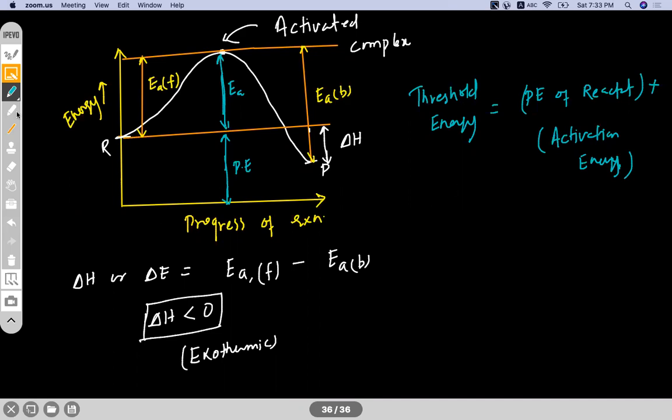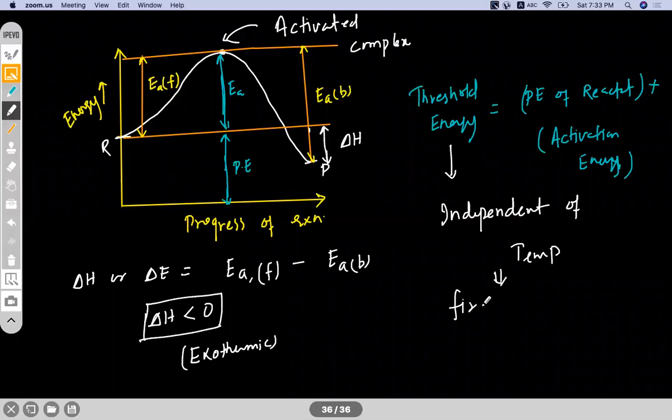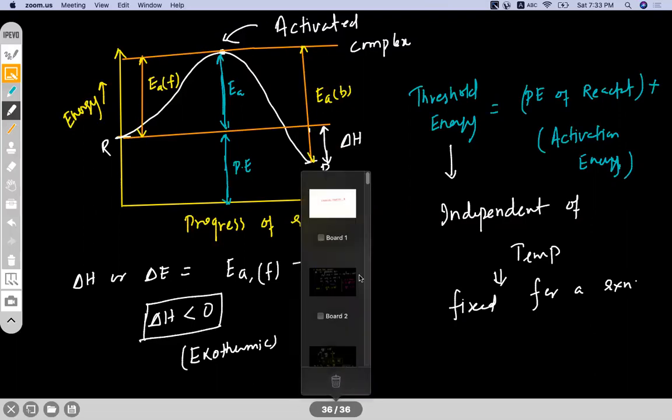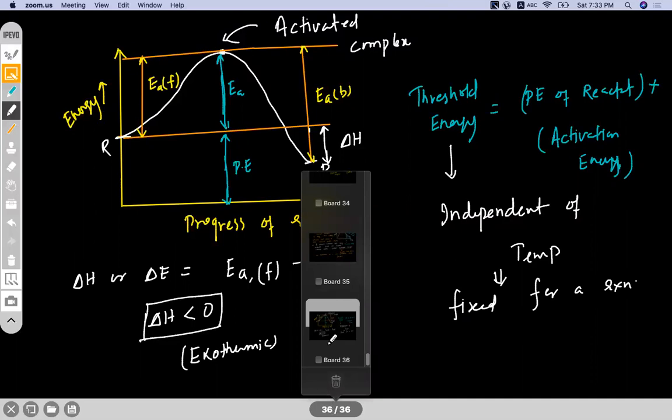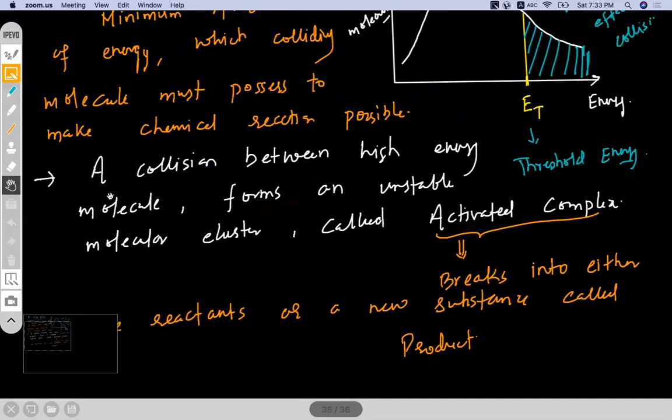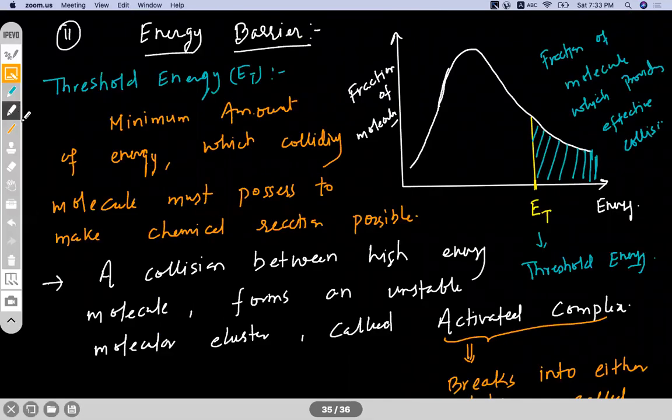One point you must remember: threshold energy is independent of temperature and fixed for a reaction. It won't change. If you recall what we discussed in grade 11, if you increase the temperature and draw this graph at higher temperature, the curve becomes flat, like this. Did you remember this?